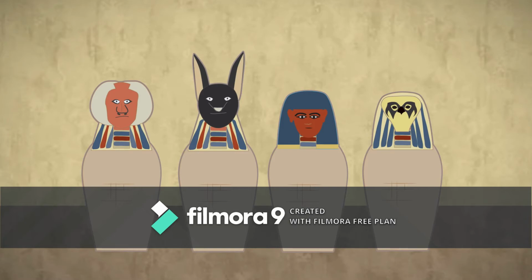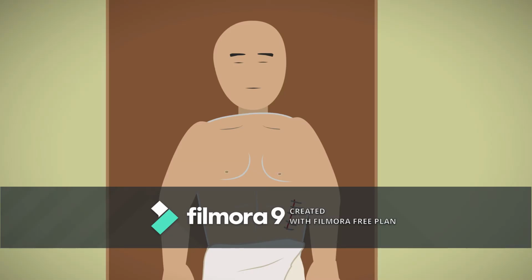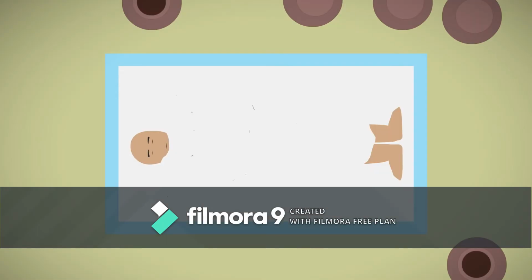These jars represented a sculpted figure of each son of Horus: Hapi, who protected the lungs; Duamutef, the stomach; Imseti, the liver; and Qebehsenuef, the intestines. The body was then filled with myrrh, cassia, and other spices, then sewn up and packed with a special salt called natron for up to 70 days, which prevented the body from decomposition.